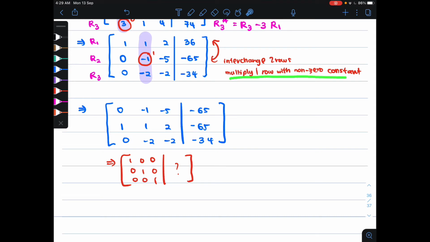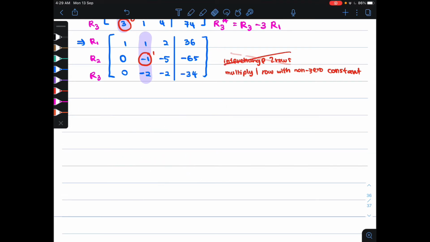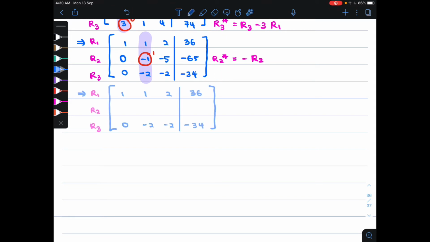Okay? So, this is wrong. Therefore, we're going to use multiply one row with non-zero constant. Therefore, in order to get the new R2, we want to change negative 1 to become 1. This means that you need to time R2 with negative 1. So, only R2 changes right now. Therefore, we're just gonna copy down R1 and R3. For the second row, times everything with negative 1.